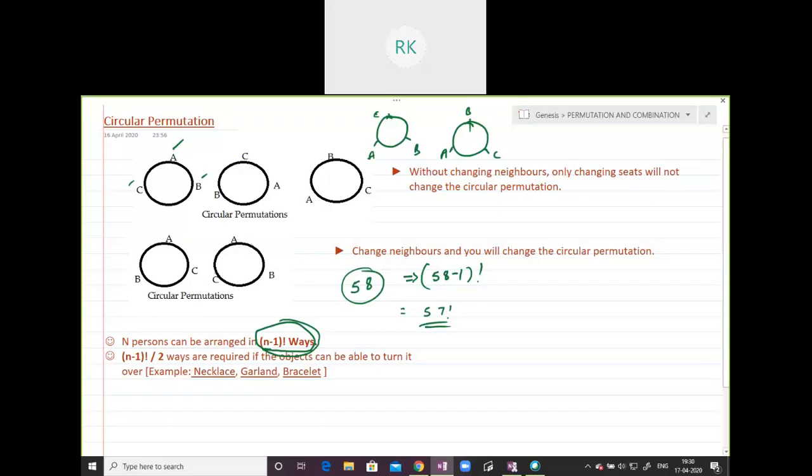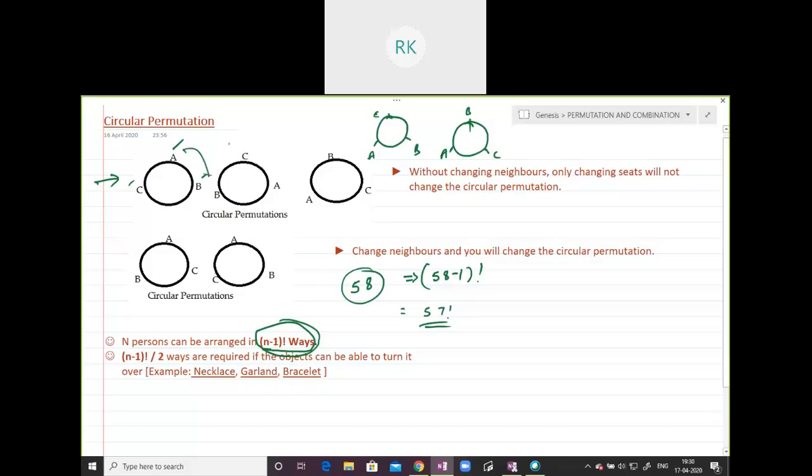Remember, this is what I did the first time. Without changing the neighbors, only changing the seats will not change the circular permutation, remember. What is happening? I'm just rotating it, no? Rotating it, it's all the same. Who is the right of A in the first figure? Right of A, that is C, right? Look here. Right of A, here B. What is happening? Just changing the position, nothing else.